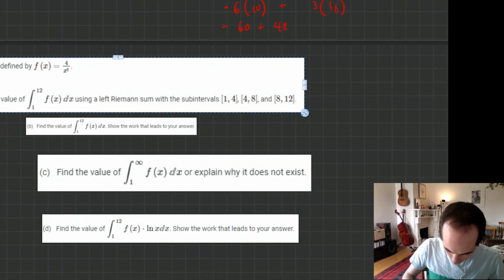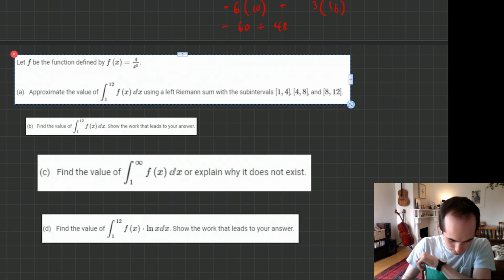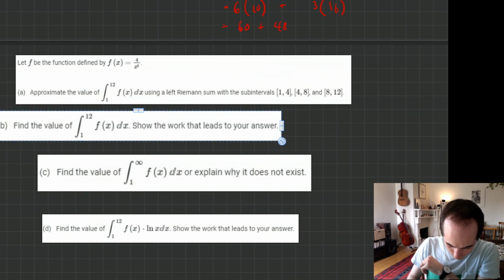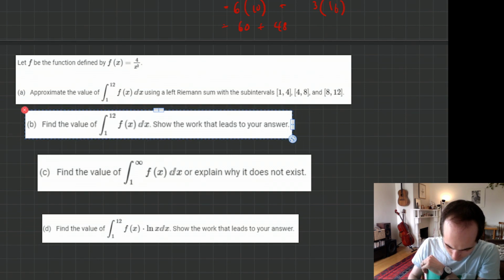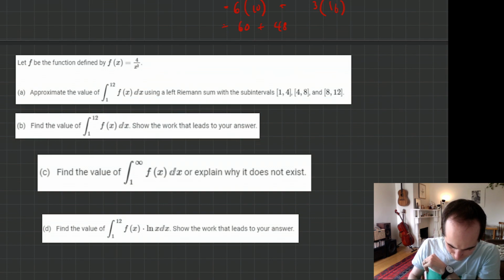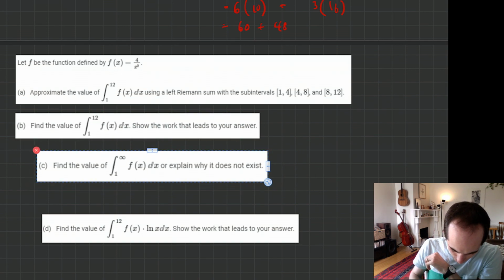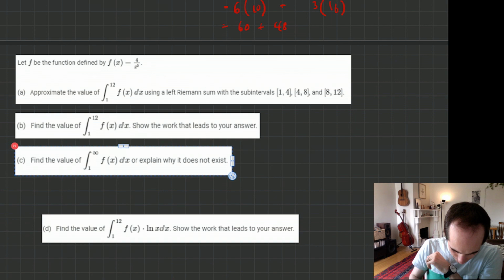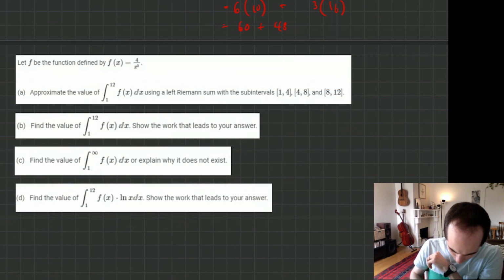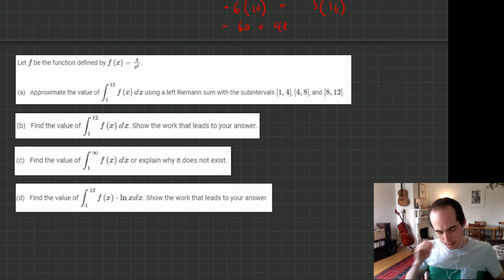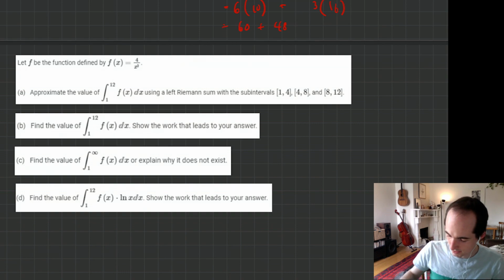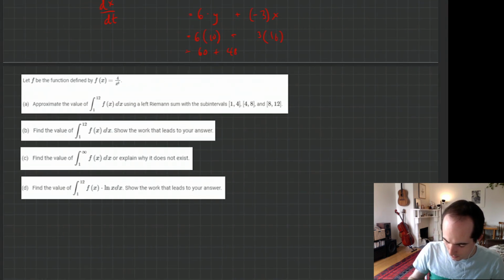I'm going to try to make these all the same size and a little more readable. So these are questions from Unit 6. These are free response questions. I was just telling one student that these are part B of Unit 6.